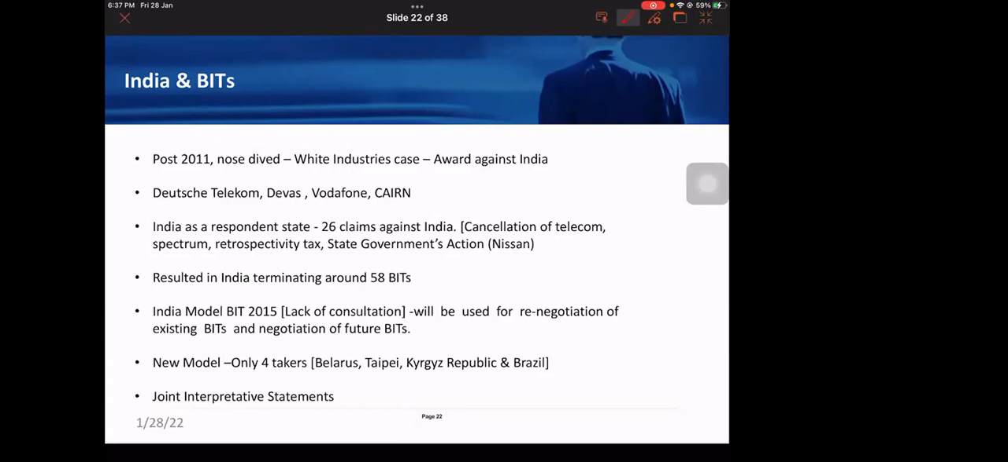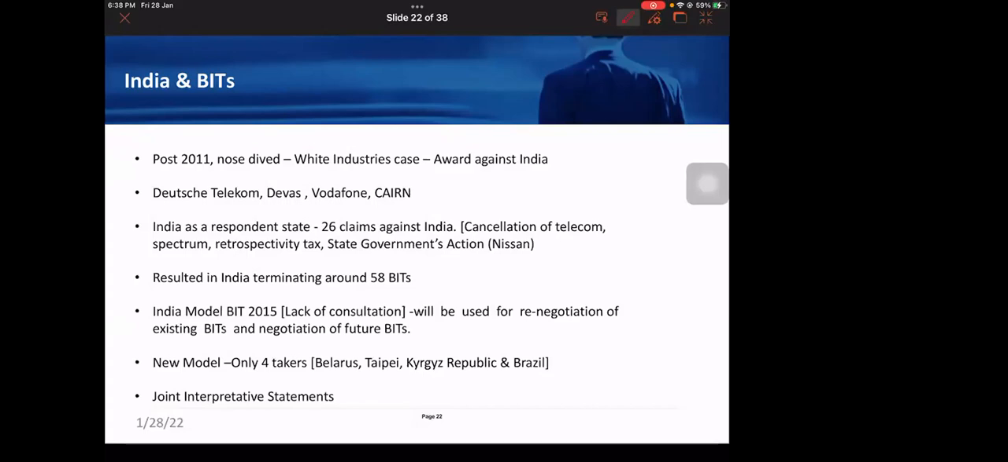Due respect to them, there could have been more open consultation; getting feedback would have helped in shaping the new model BIT as well. Because at the end of the day, these BITs should balance the host state as well as the investor. It cannot tilt towards the investor, nor towards the host state. There has to be a balance, and the balance can always be achieved. That requires all the stakeholders to come together and do the negotiation, which unfortunately didn't happen.